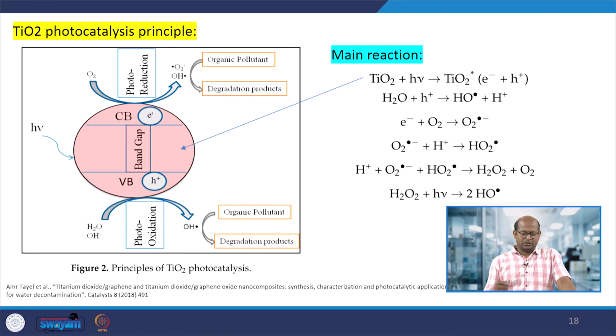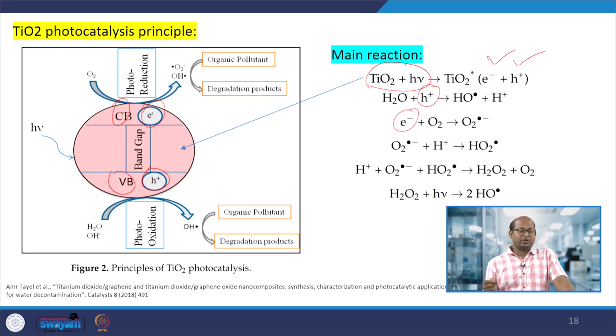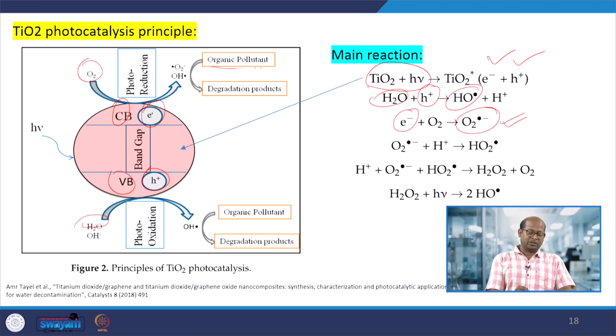Here you can see that when light falls on titania, electron and hole formation is there, across the valence band and conduction band. When UV light falls on titania, water or oxygen molecules present in water interact with these holes or electrons and form OH radicals or peroxide radicals. These are the key components that directly interact with the organic pollutants present.